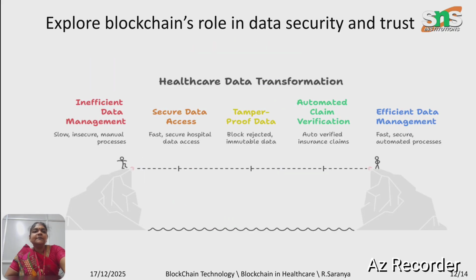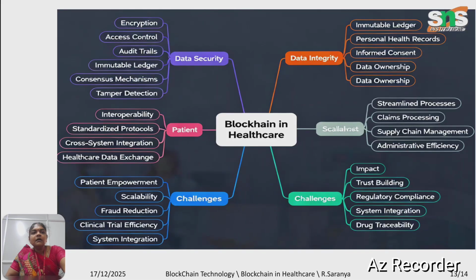When we use blockchain for data security and trust in healthcare data management, the transformation in healthcare goes from inefficient data to secure data access, transfer of data, and automated claim verification, which leads to effective data management. It will be very fast, secured and automated. These are the challenges faced, along with the data security and data integrity obtained when using blockchain in healthcare.